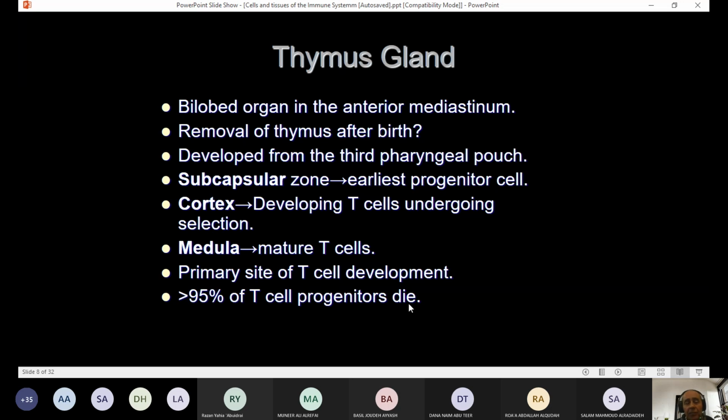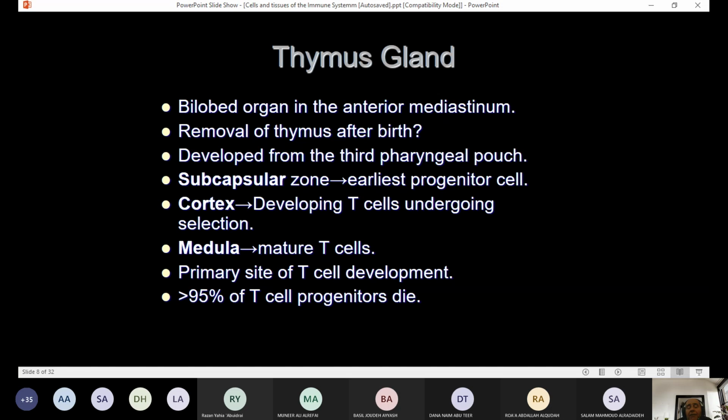As I said, 95% of T cell progenitors will die. Imagine. Why did I say 95% of the T cell progenitors will die in development? Because those are going to recognize self antigens, so the body is going to get rid of them. Imagine, about 95% of those progenitors that could develop into T cells that could attack self antigens will be deleted. Of course, and it makes sense. Otherwise, we are going to have autoimmune disease.